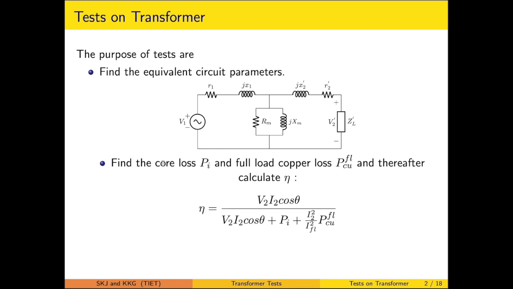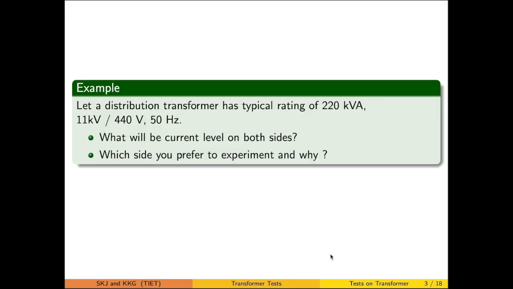The tests are used to find out the core loss and the rated full load copper loss, PCUFL. So with the help of these two losses we can calculate the efficiency. Likewise, other measures such as the maximum efficiency etc. can also be calculated. We can obtain the voltage regulation as well. Let us take one example.